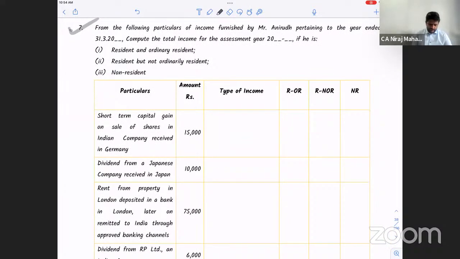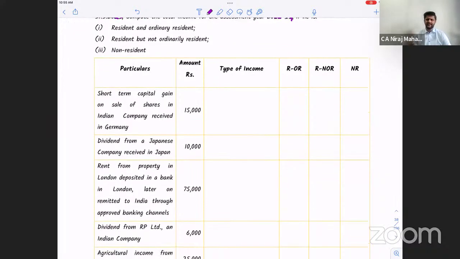From the following particulars of income furnished by Mr. Aniruddha pertaining to the year ended 31st March 2023, compute total income for the AY 2023-24 if he is ROR, RNOR, NR. A very nice example of what will happen to a particular income depending on ROR, RNOR or NR. We'll give the reasoning also.